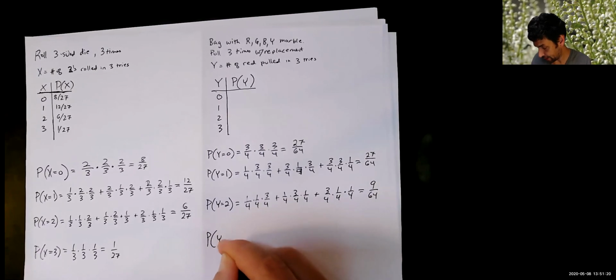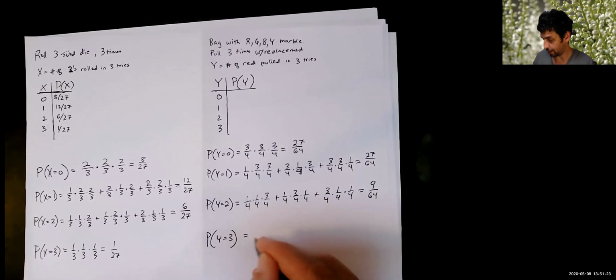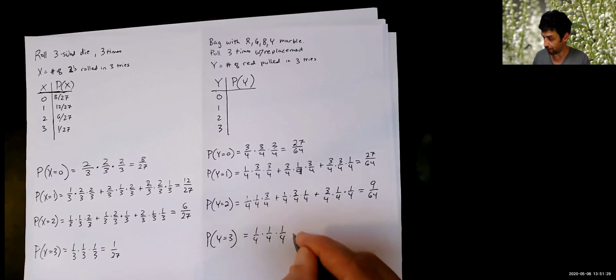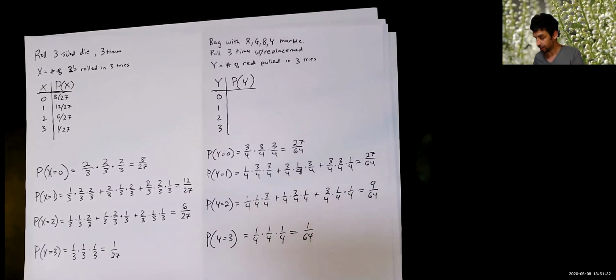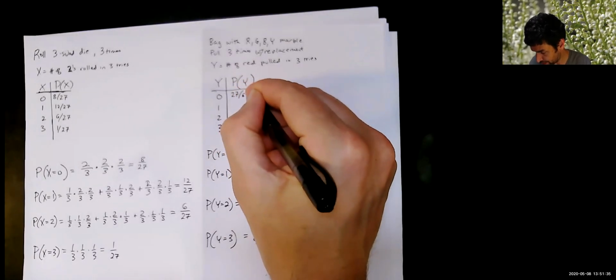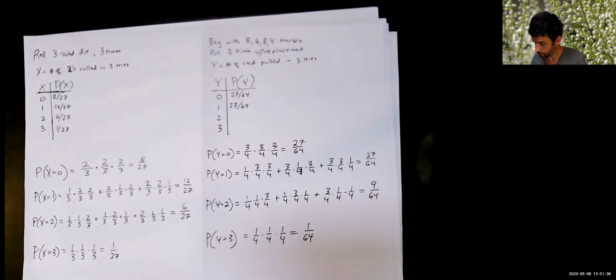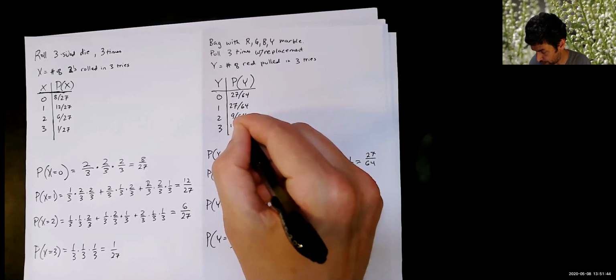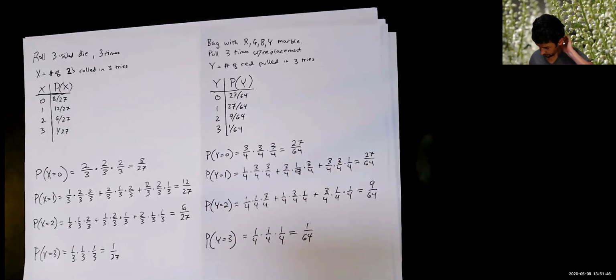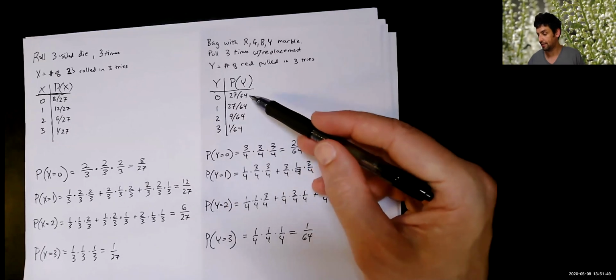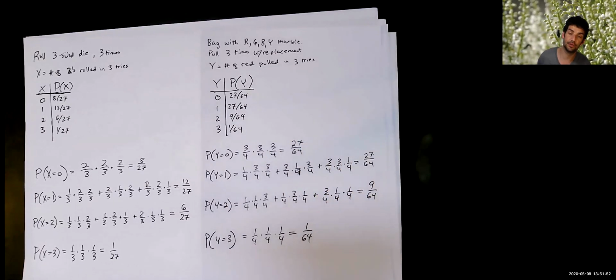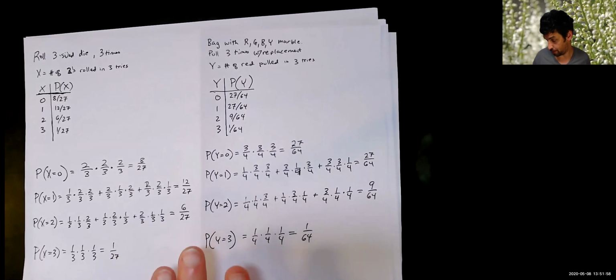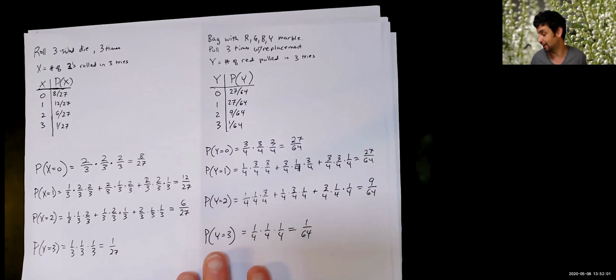And then finally, the probability that I pull 3 red marbles means a 1 out of 4 chance on each pull. It's the only way to do it, and I get 1 out of 64. So let's put these in: 27 out of 64, 9 out of 64, 1 out of 64, right? So in this case, again, our probabilities are between 0 and 1, and if you add them up, you certainly get 1.